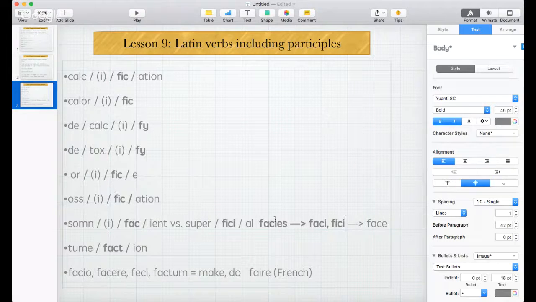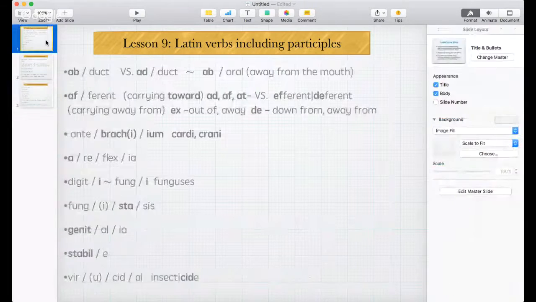The difference really is that the base for face has an I at the end, and the base for to make doesn't have an I at the end. It does have a Y, but a different letter. I will have these slides uploaded for you on Sakai so you can look them over too.